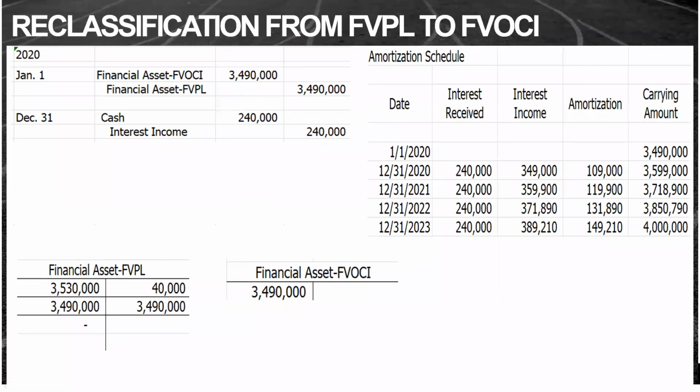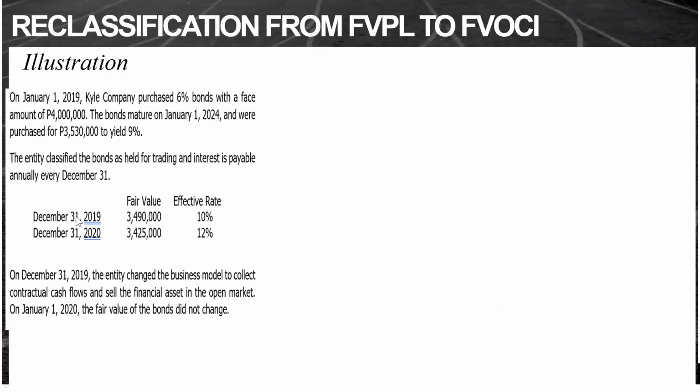Just take note that the interest income here is computed using the new effective interest rate. So that's 10%. So that will be 3,490,000 times the new effective interest rate, which is already given based on the problem. So as mentioned here, on December 31, 2019, the fair value is 3,490,000 and it has an effective rate of 10%. So this 10% here will be the new effective rate that you're going to use when you are going to amortize your discount.